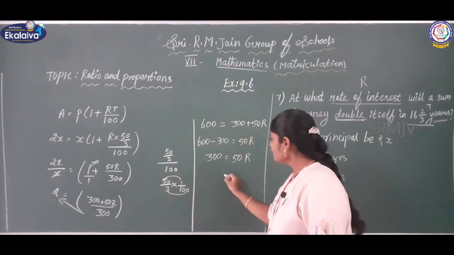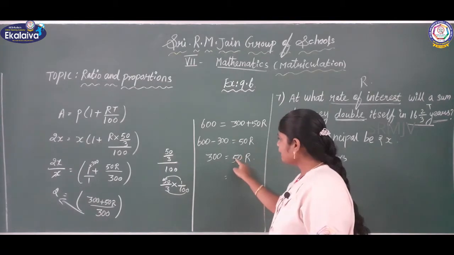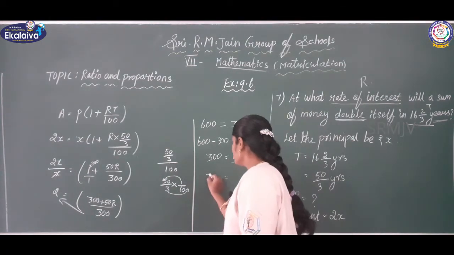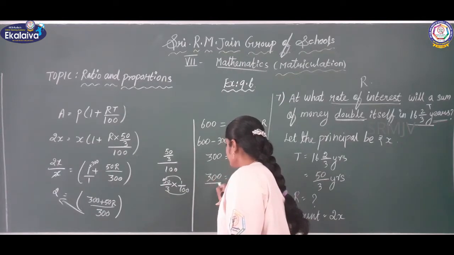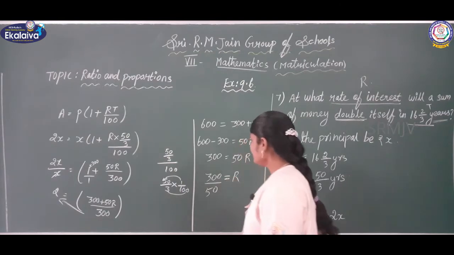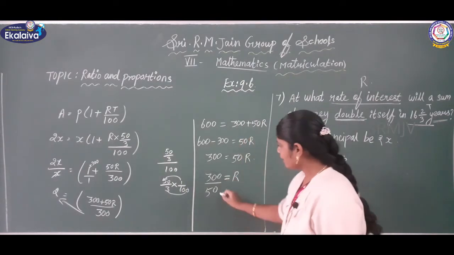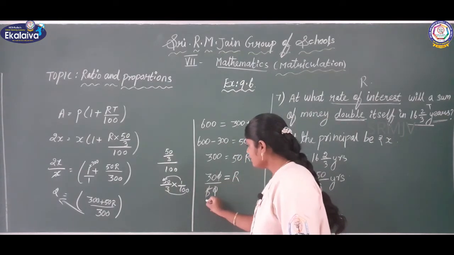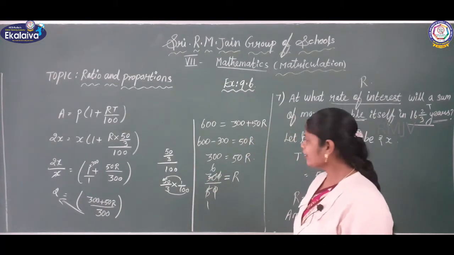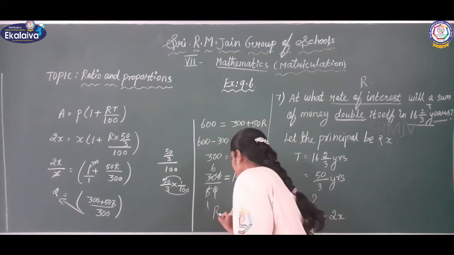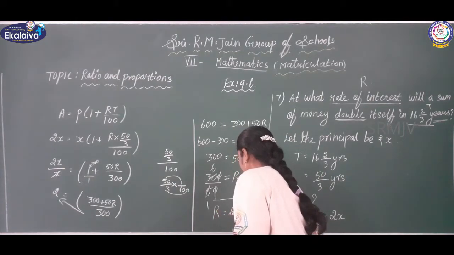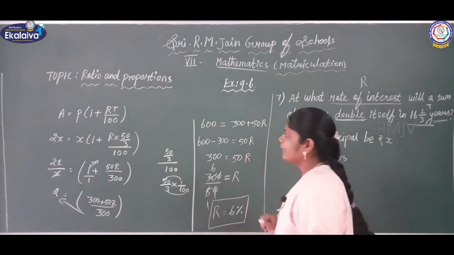Okay. So here 50 into R, multiplication will change other side, division. So R equal to 300 divided by 50. So 0 0 cancel. 5 ones are 5, 5 6s are 30. Okay. So R equal to, rate of interest equal to 6%. Is it clear, children? I repeat this.